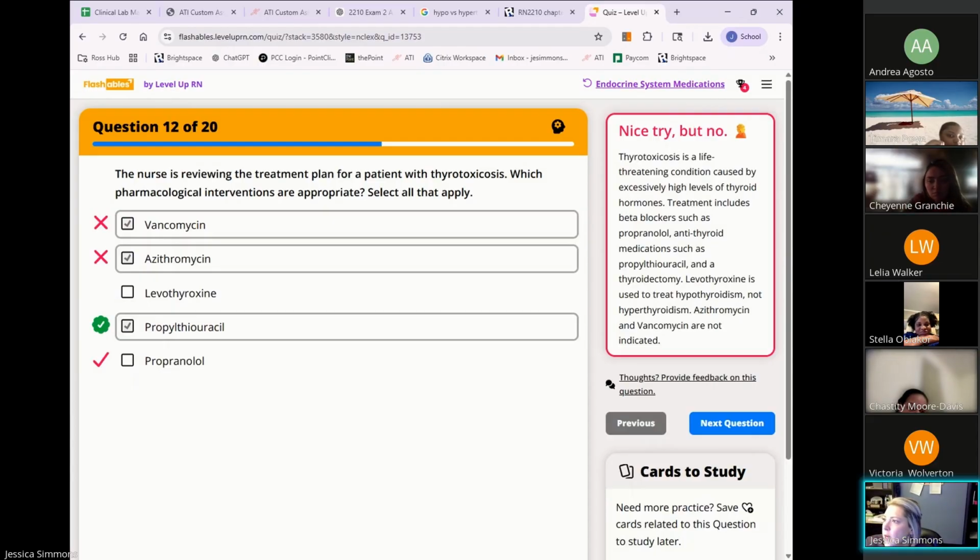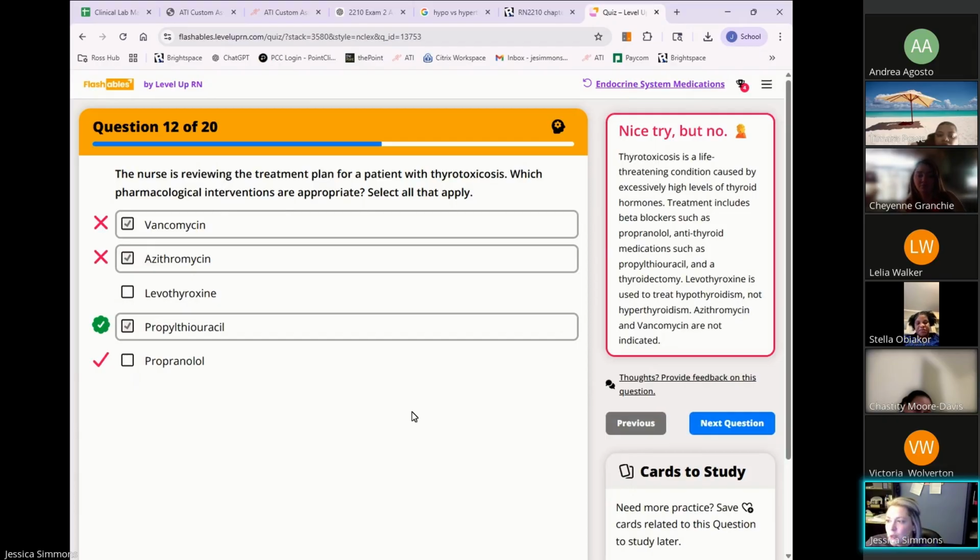Thyrotoxicosis is a life-threatening condition caused by excessively high levels of thyroid hormones. Treatments include beta blockers such as propranolol, because probably of the tachycardia that's occurring, and anti-thyroid medications such as PTU and a thyroidectomy. Levothyroxine is used to treat hypothyroidism. Azithromycin and vancomycin are not indicated. So the answers were PTU and propranolol for the tachycardia that's caused from the hyperthyroidism.